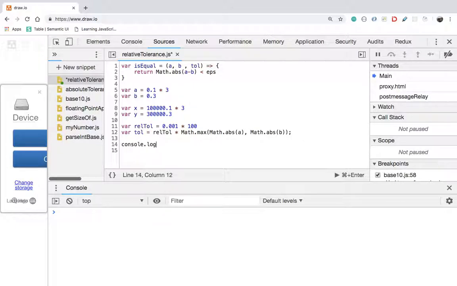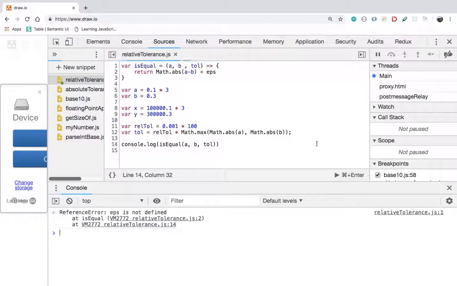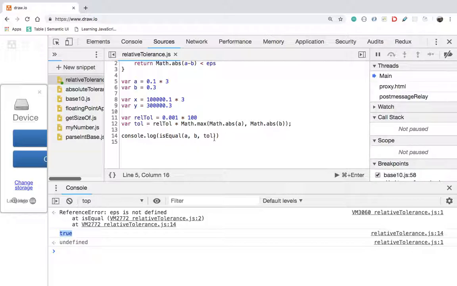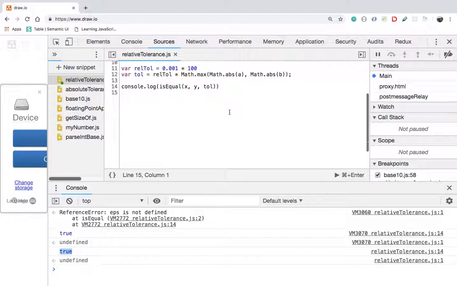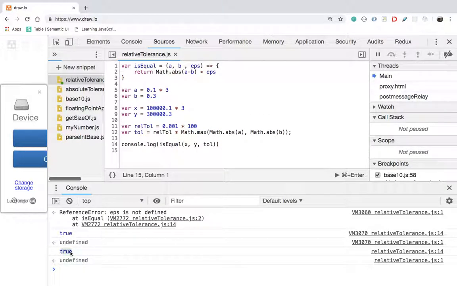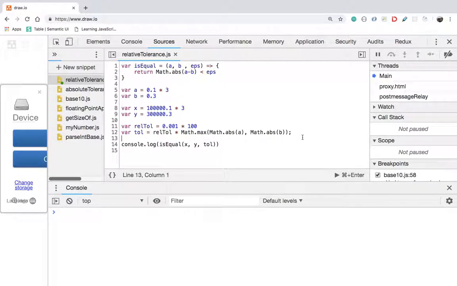Now let me console log by calling the function equal, and I'm passing the parameters a, b, tol. And now let us see what the answer is. If EPS is not defined, okay, sorry, this should be epsilon. Cool. Now we get the answer to be true. We got true when we passed a, b in absolute tolerance as well. Now let us try passing x, y instead of a, b. And while running it, we get the answer to be true. While we did it with absolute tolerance, the solution was false, but with relative tolerance, we got the answer to be true. Amazing, isn't it?